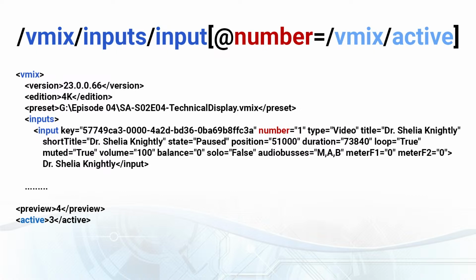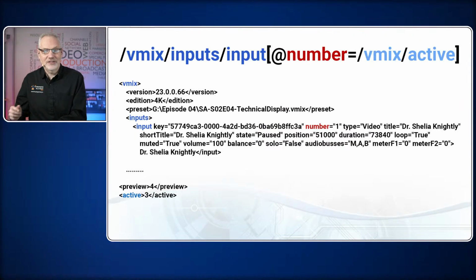But the thing is, I can't tell it which one is in program because I don't know. So I have to ask it what numbered input is inside of the program. To do that, I'm actually posting an argument. And I'm saying, for the input, I want you to give me the data for the input number that matches vMix active. And that's another part of this XPath now.